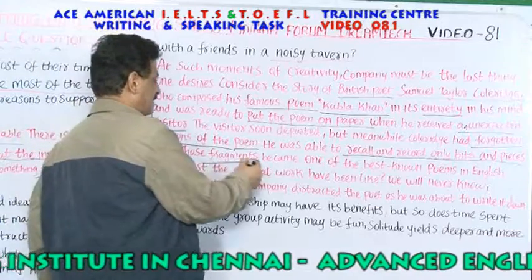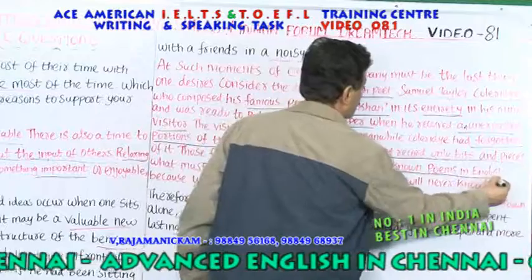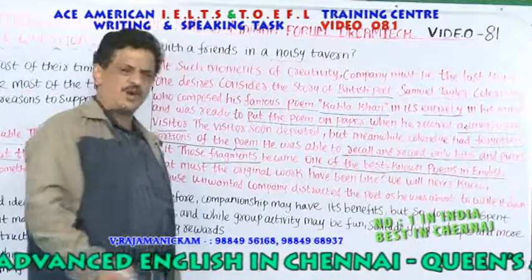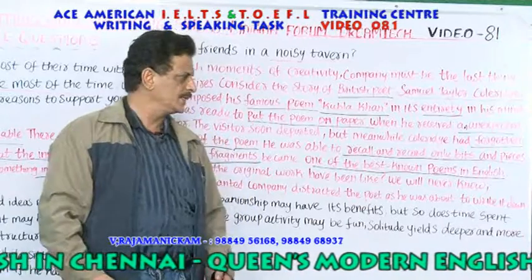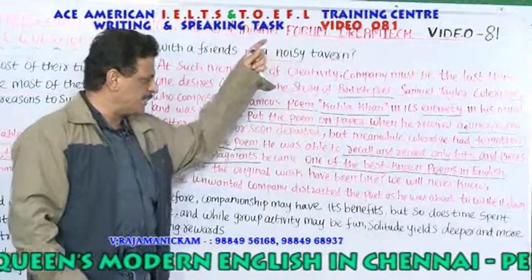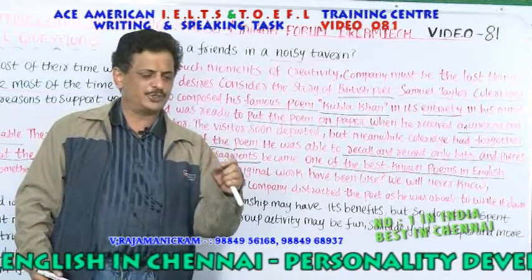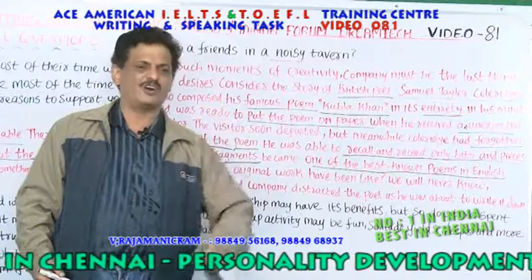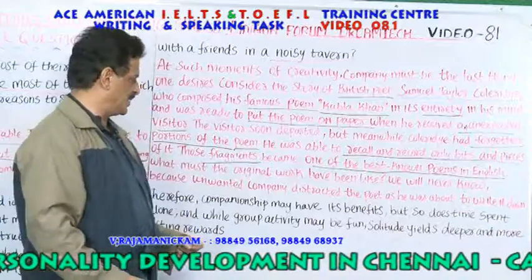Those fragments became one of the best known poems in English. This poem is considered to be one of the best poems in English. Which poem? Coleridge's Kubla Khan. But mind you, he was about to write the important points, but he forgot because of a disturbance by a visitor.